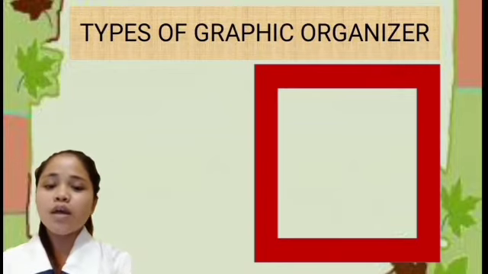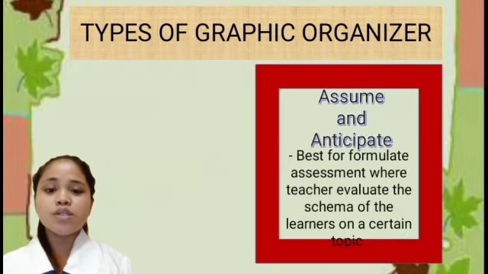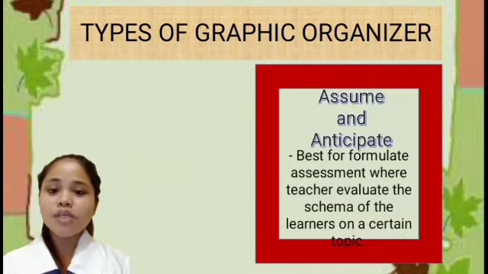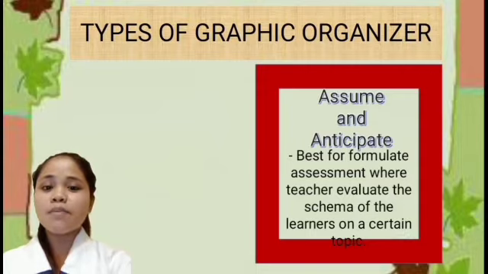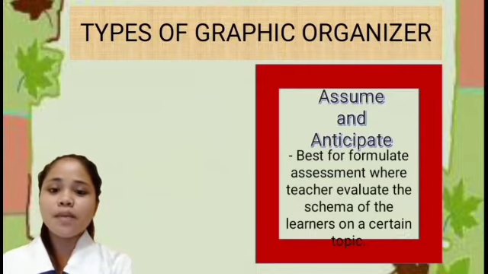So the first type of graphic organizer is assume and anticipate. This form of graphic organizer is best for formative assessment, where teachers evaluate the schema of learners on a certain topic.